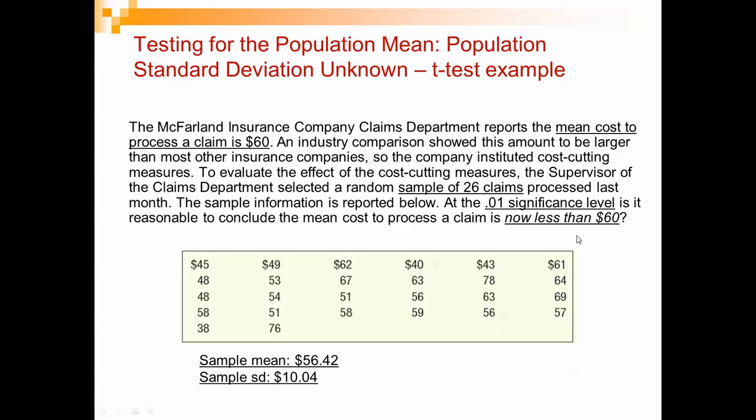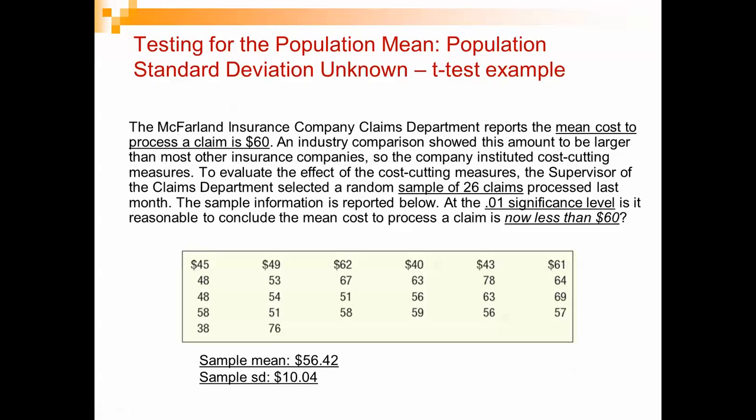At the 0.01 significance level, is it reasonable to conclude the mean cost to process a claim is now less than $60? And again, you'll notice that I highlighted now less than $60 to give you an indication of what you should be looking for to determine, are we going to use an equality sign or an inequality sign? So what test statistic should we use? Well, considering we already did the population and the z-test, and it says t-test at the top of the slide, you could infer that that's probably what you want to do. But we don't know the population standard deviation, and we have fewer than 30 observations. So we use the t-statistic.